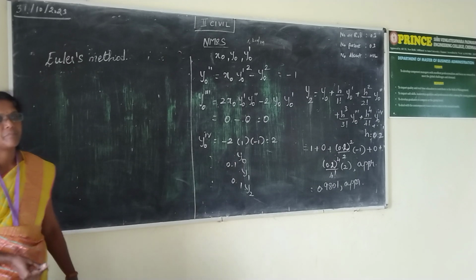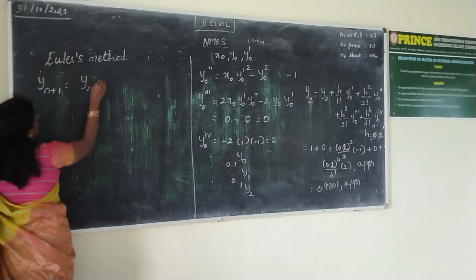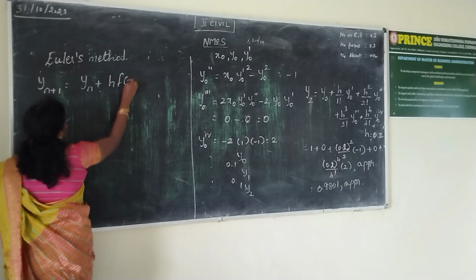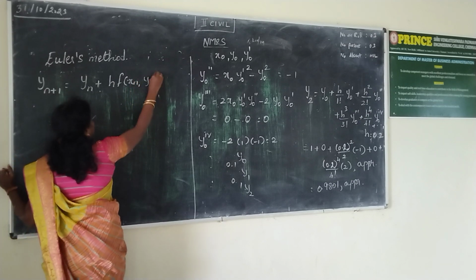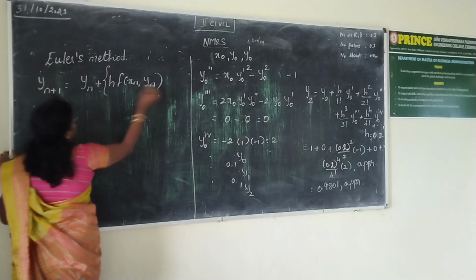Eulers method. Eulers method is a very simple method. Normally Eulers method comes only as a 2-mark question or as a part of an 8-mark question. Eulers method: yn plus 1 is equal to yn plus h into f of xn comma yn. This is the formula.